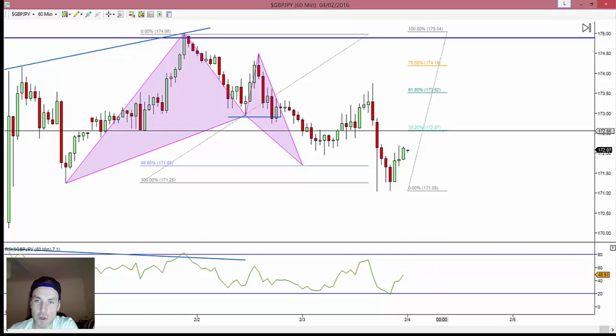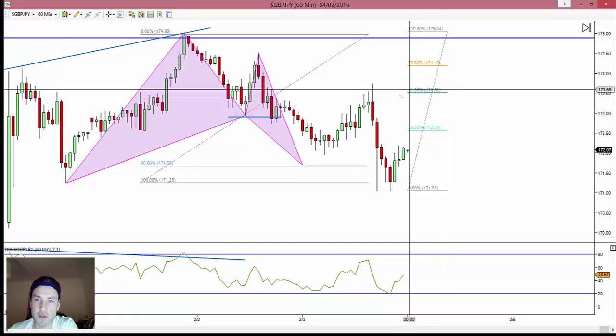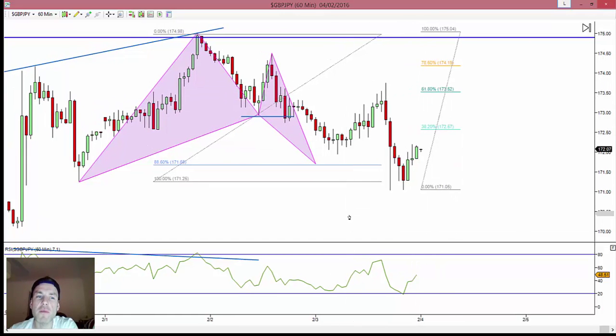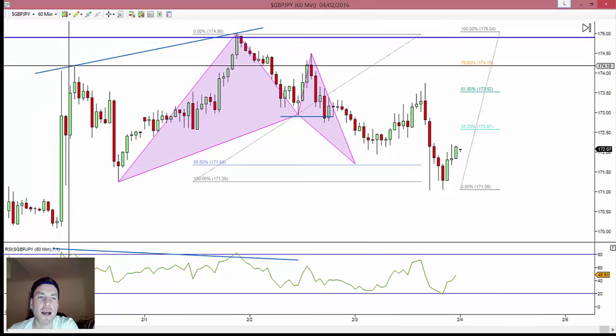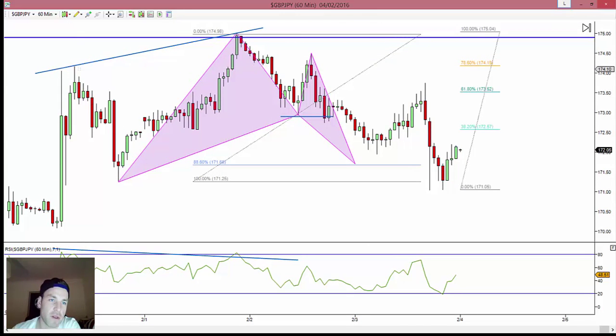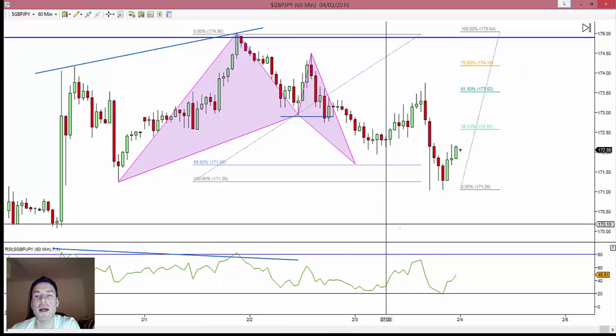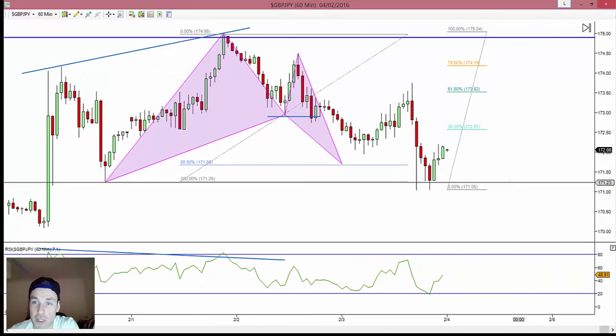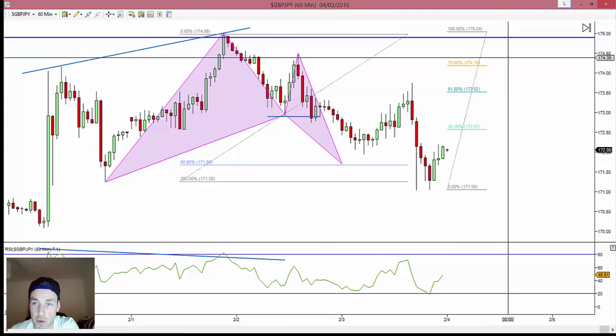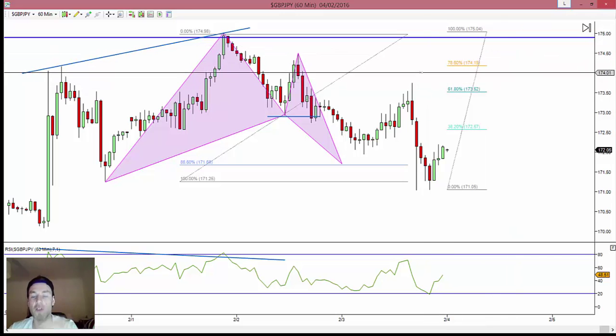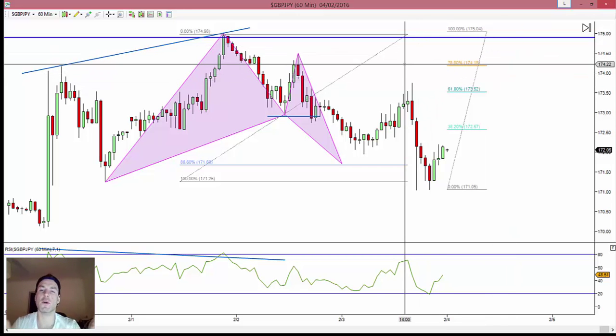Right, now, so 38.2 was target 1, 61.8 target 2. However, the fact now that we did break and close above this point here has me thinking that we could potentially push up a little bit further. Have I got any other reason? I need to ask myself, have I got any other reason to think that we may go even higher?